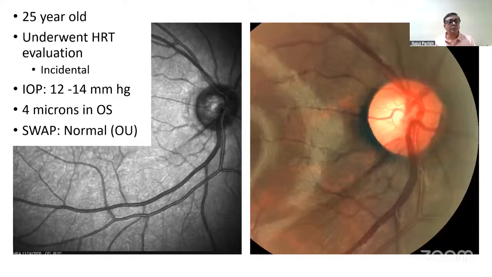I'm going to share this 25-year-old who had an incidental HRT evaluation. We saw a disc hemorrhage there, and we were wondering why. When we took a history, we found that she had a history of mitral valve collapse. She had been on systemic beta blockers for 2 months. Her blood pressure was 90/60, and this caused reduced optic nerve perfusion. We thought, yes, that's the reason she had a disc infarct.